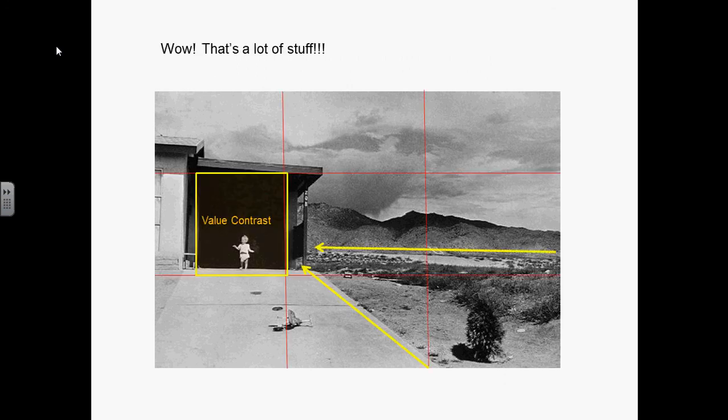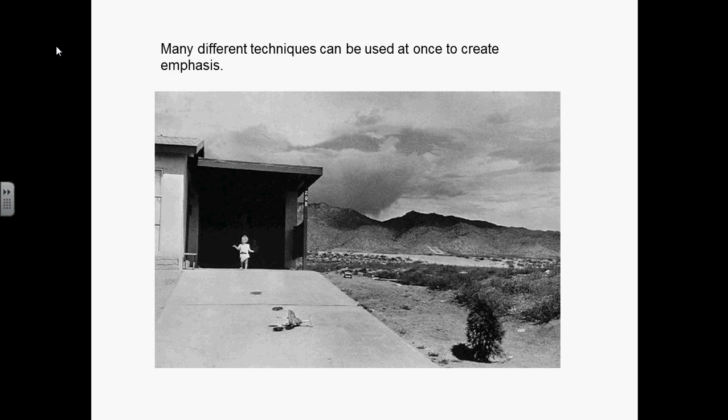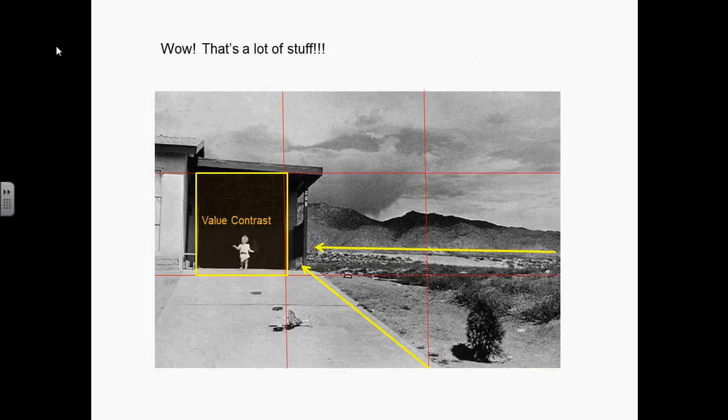First and most prominently, I would say, is the value contrast. The little baby is very light against a very dark background. But the garage door also creates a frame around the baby, to do framing. If you look at the edge of the driveway and the line in between the bed of the desert and the mountains, they create leading lines that lead your eye to the garage.